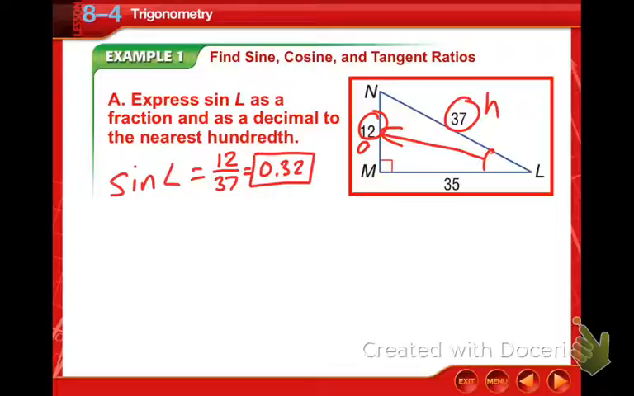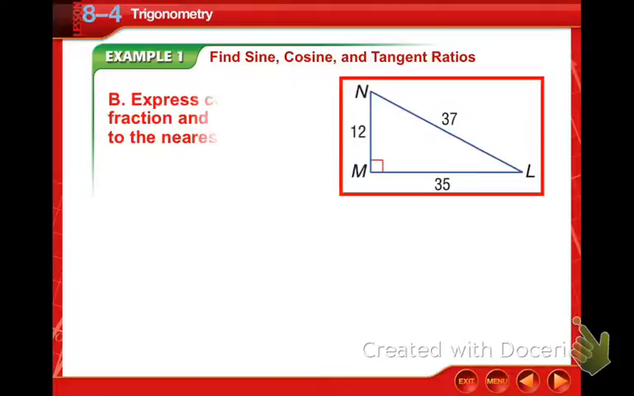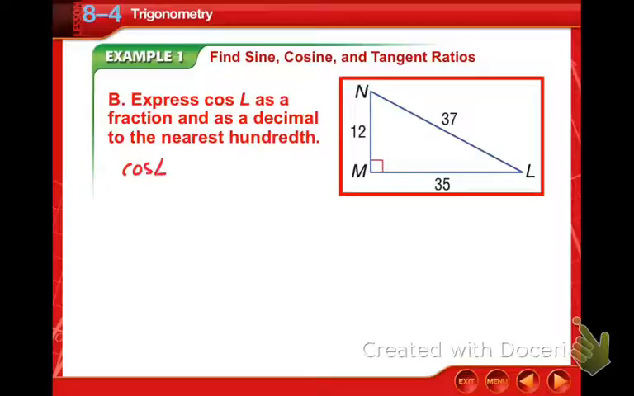Pretty simple, right? So now, next step is going to do cosine of L. Remember, SOHCAHTOA, and the CAH is adjacent over hypotenuse. So for cosine of L, our adjacent is what makes the angle that we're looking at. So L, 35 helps make that angle with 37 as the hypotenuse. So this is our adjacent, this is our hypotenuse. So that's going to be 35 over 37, which comes out to be 0.95 when you round.